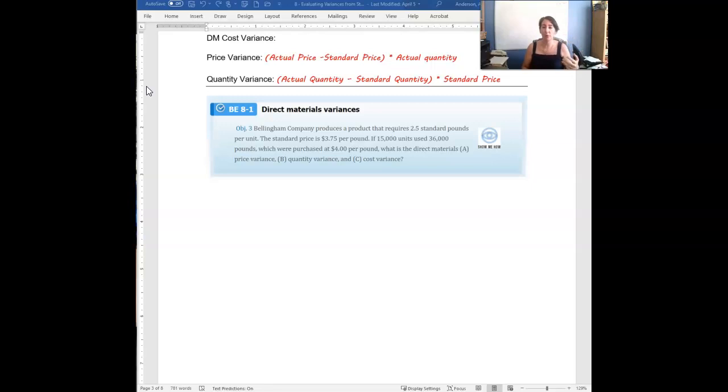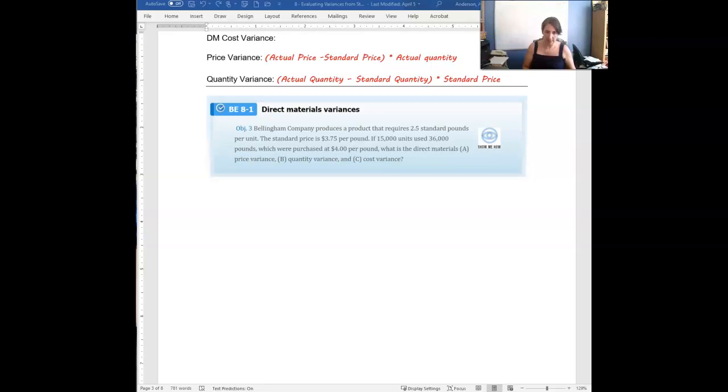A company produces a product that requires 2.5 standard pounds per unit. The standard price is $3.75 a pound. If 15,000 units use 36,000 pounds, which were purchased at $4 a pound, what are the direct material price variance, quantity variance, and the overall cost variance?